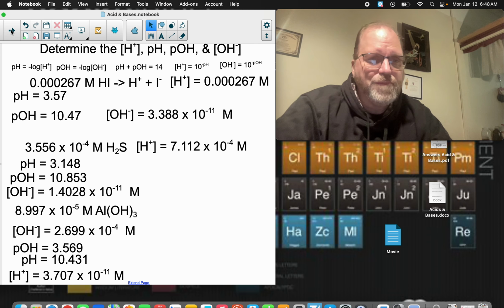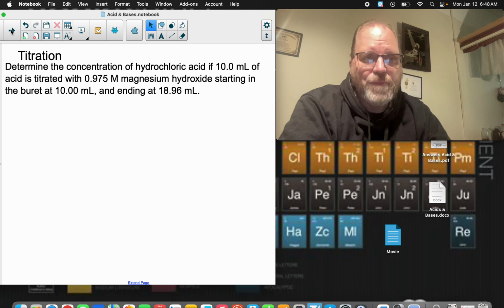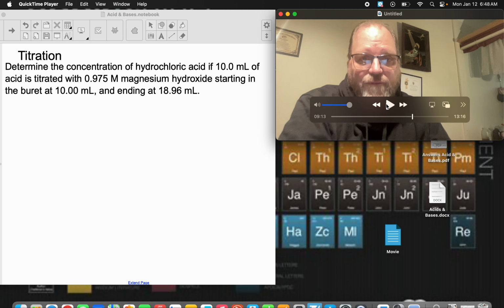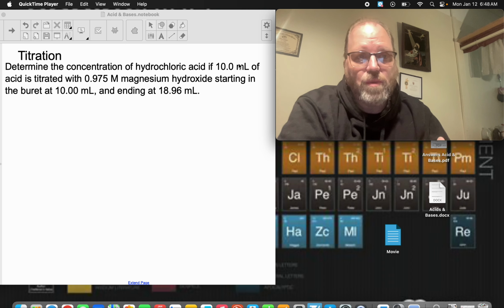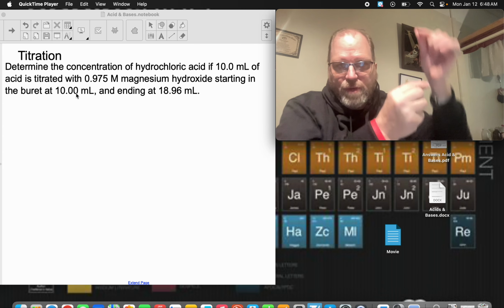Alrighty, either way. Now, the last thing to look at here is titration. For titration, determine the concentration of hydrochloric acid if... I'm going to pause this here. I made a mistake when I was recording it, so you're going to see me fixing things. It's already going to be fixed correctly on the page, so when I'm going back and forth in the video, it's already fixed. 10.0 milliliters of acid is titrated with 0.975 molar magnesium hydroxide starting in the burette. So that's inside the burette.